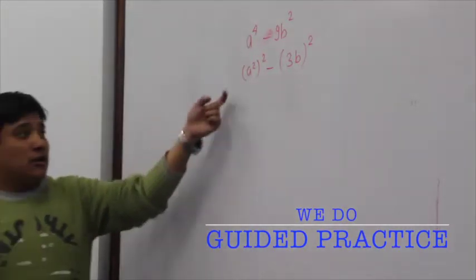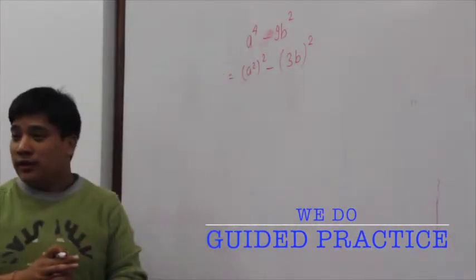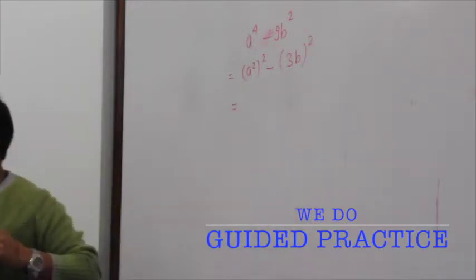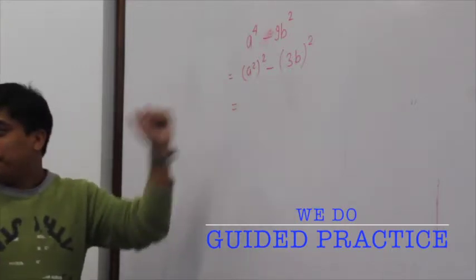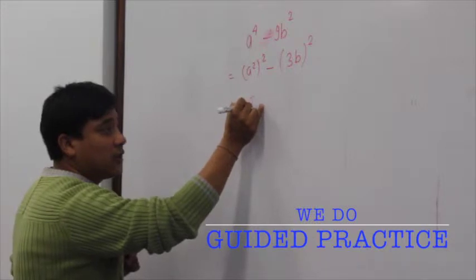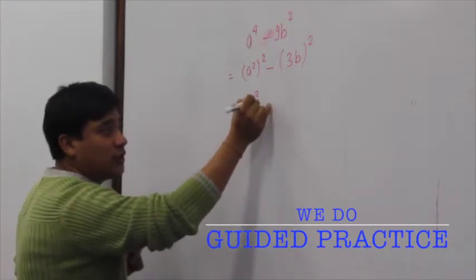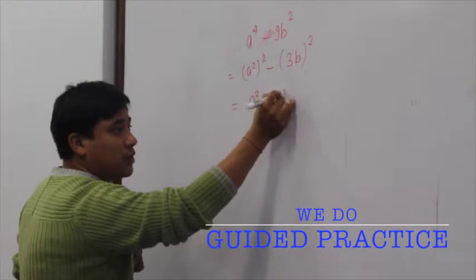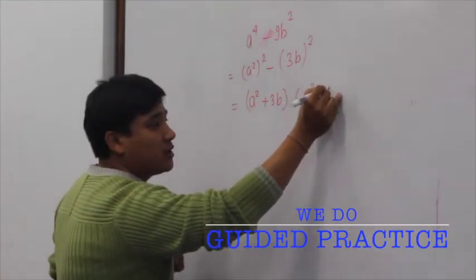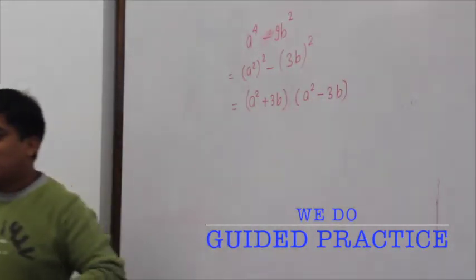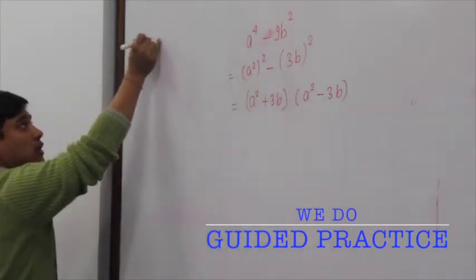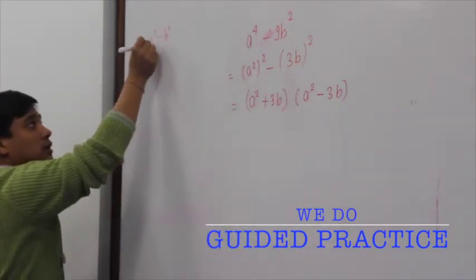Make sense? Now, is it in the form a square minus b square? So what do I do next? Okay, Prasad, what do I do next? I can get rid of the square, the outside parentheses. Yes, a square plus 3b, and a square minus 3b. Is that clear? Because the whole thing is my a, this is my b. If I compare this with a square minus b square, I have a question.